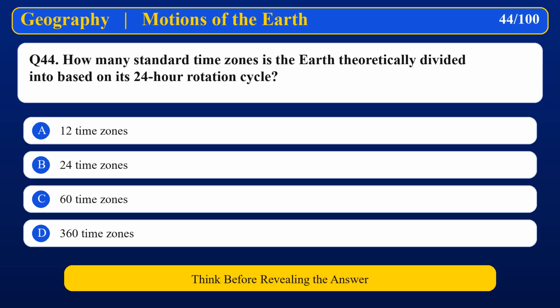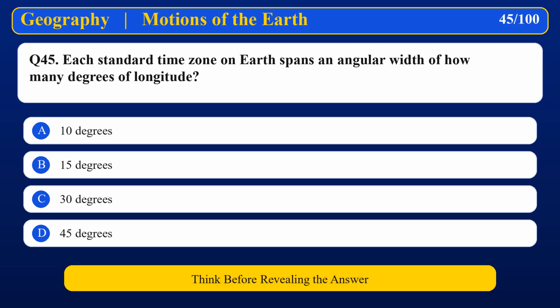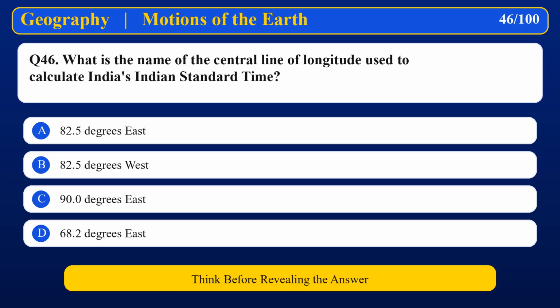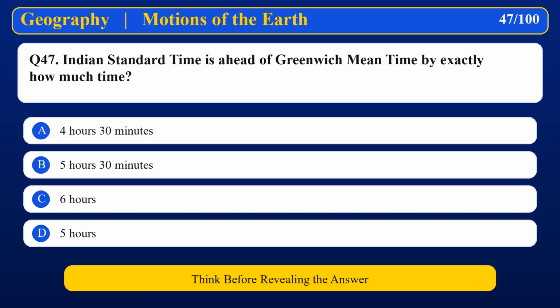How many standard time zones is the Earth theoretically divided into based on its 24-hour rotation cycle? 24 time zones. Each standard time zone on Earth spans an angular width of how many degrees of longitude? 15 degrees. What is the name of the central line of longitude used to calculate India's Indian Standard Time? 82.5 degrees east.